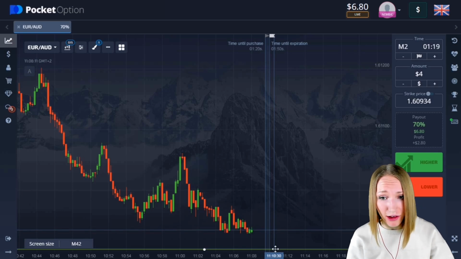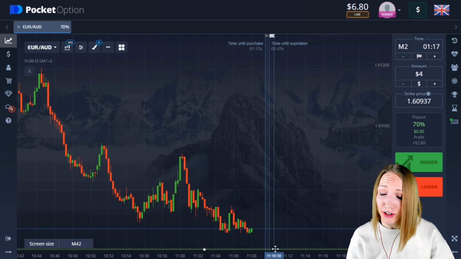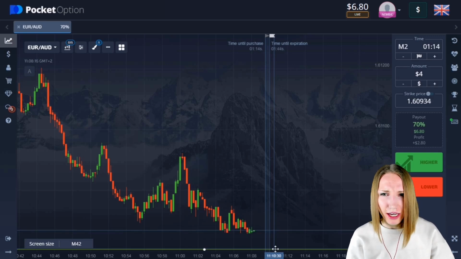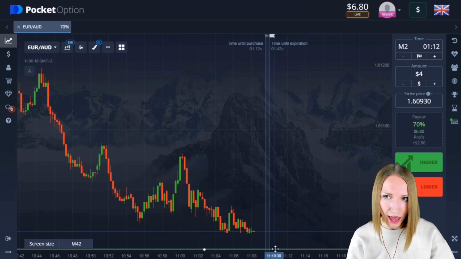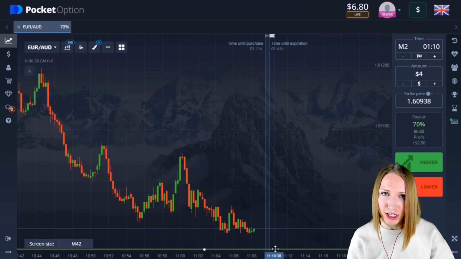So the price slowed down its pace and there is the rollback appearing. And I think there can be a small flat, so we need to look for another situation.